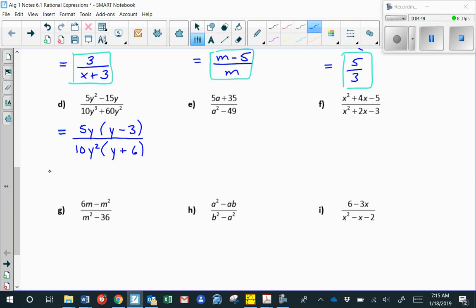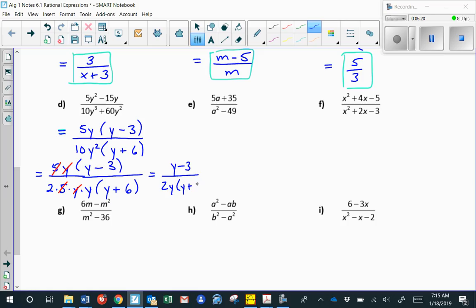Okay, if we want to factor further, we can rewrite the 10y squared as 2 times 5 times y, and then cancel the common factors of 5 and y. That's going to leave us with a final result of y minus 3 in the numerator and 2y times the quantity y plus 6 in the denominator.